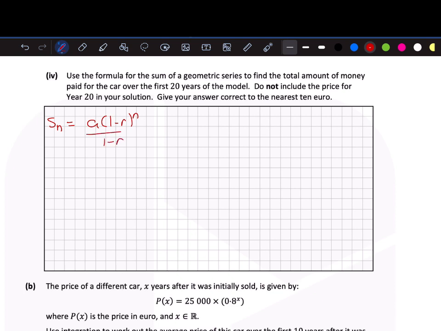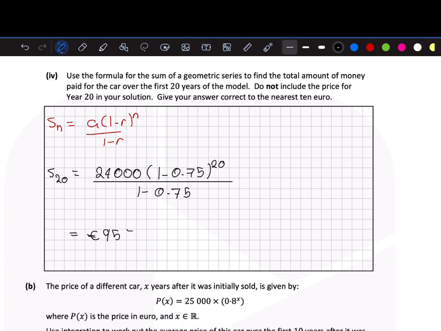So here we have S20 is equal to A, which is 24,000, multiplied by 1 minus 0.75 to the power of 20. And this whole thing gets divided by 1 minus 0.75. Stick all that into your calculator and you're going to get, to the nearest €10, €95,700.